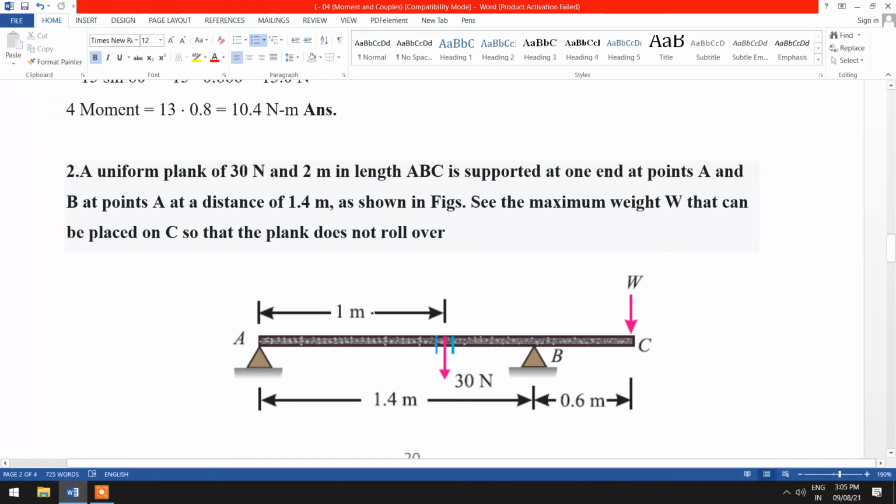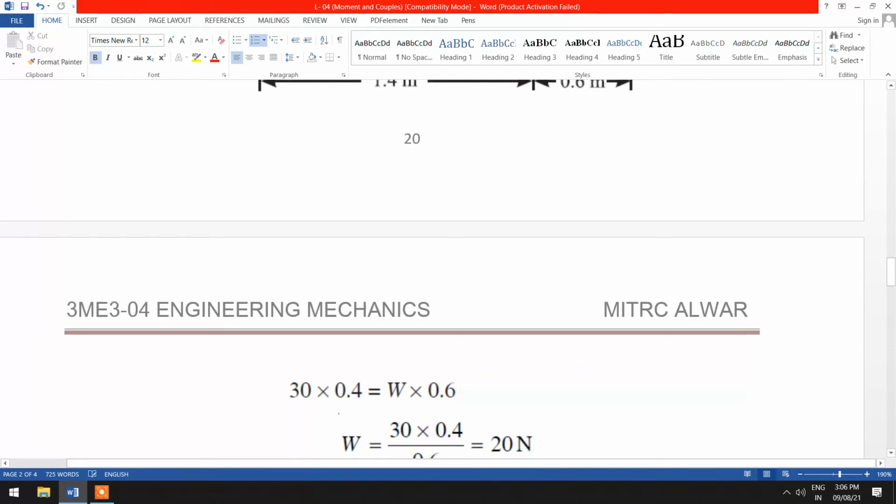So in this figure we can see a uniform plank of 30 Newton and 2 meter in length, ABC, is supported at point A and at point B, at a distance of 1.4 meter. Point B is available at a distance of 1.4, and point A is at 1 meter. From the figure, the maximum weight W that can be placed on C so that the plank does not roll over. So here we have to find the resultant and moment of this condition.